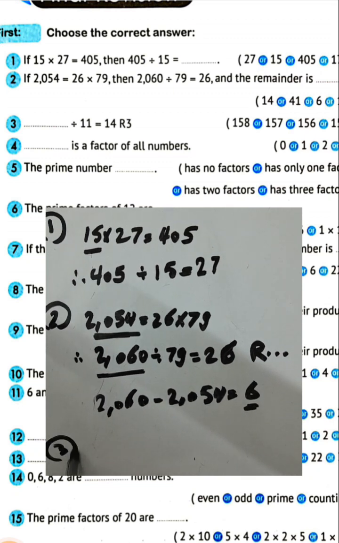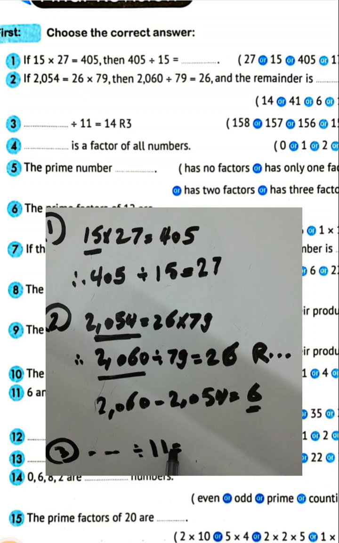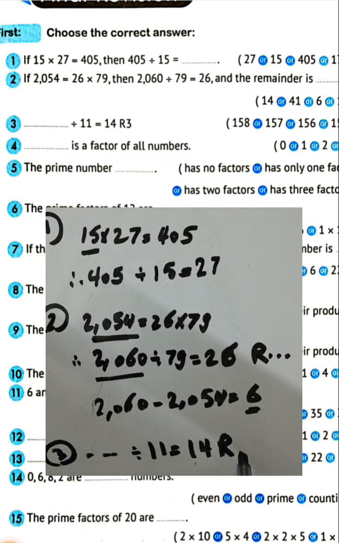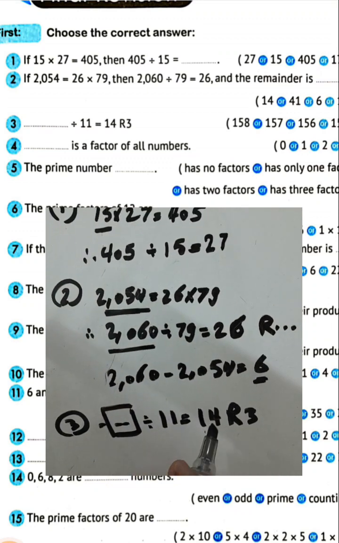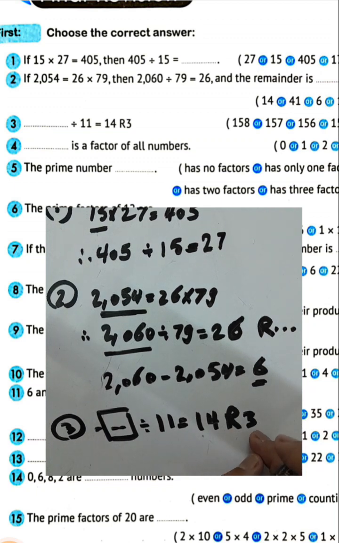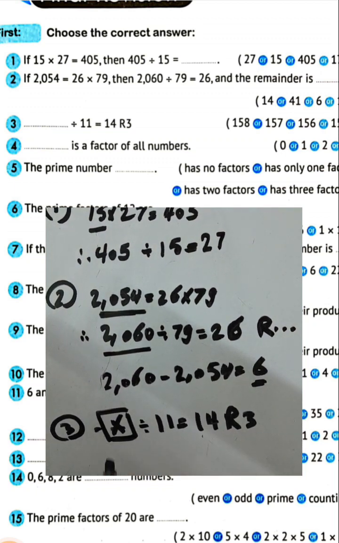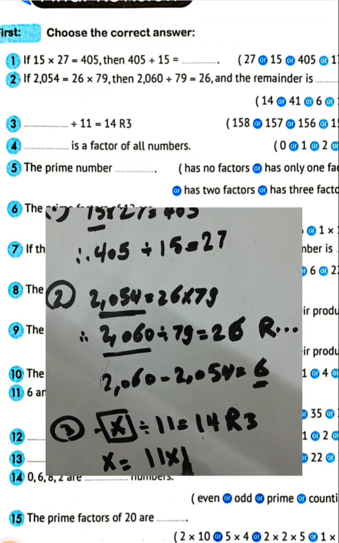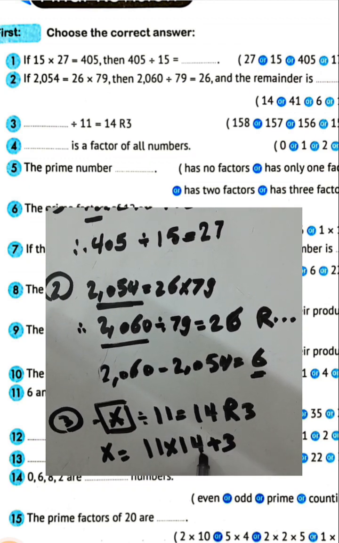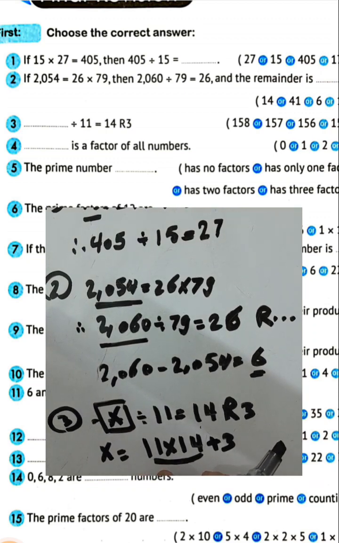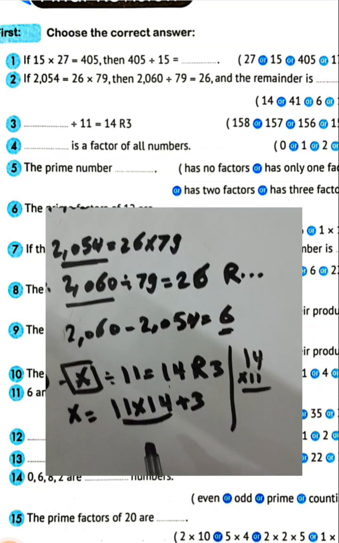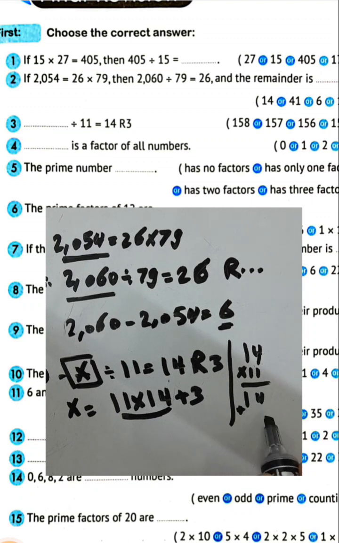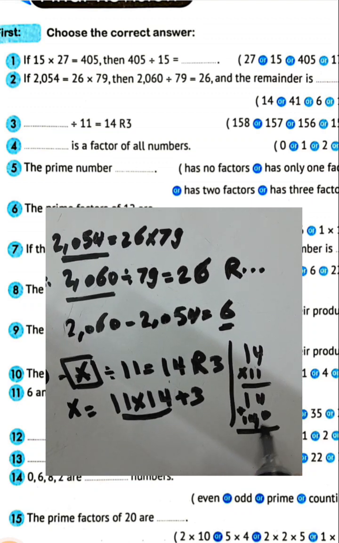Question number 3. Blank divided by 11 equals 14 and the remainder 3. We want to find the dividend. We know the dividend equals divisor multiplied by the quotient plus the remainder. Then if we put an unknown x, then x will be 11 multiplied by 14 plus 3. We can find the product of 11 and 14. 14 times 11: 1 times 14 equals 14 plus 0, 1 times 14 equals 14 again, 0 plus 4 equals 4, 1 plus 4 equals 5, and 0, write 1.